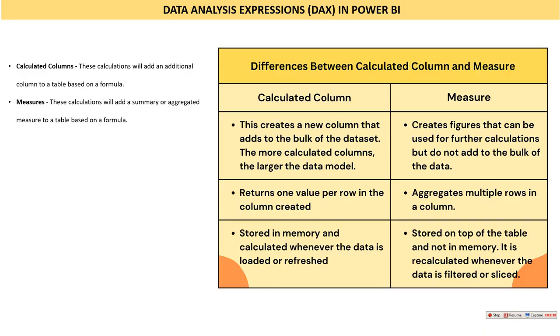column to your data. A calculated column returns one single value per row in the column created. A measure aggregates multiple rows in a column. Also, a calculated column is stored in memory and recalculated whenever the data is loaded or refreshed, while a measure is stored on top of the table and not in memory. To understand calculated columns and measures better, let's do some practice in Power BI.